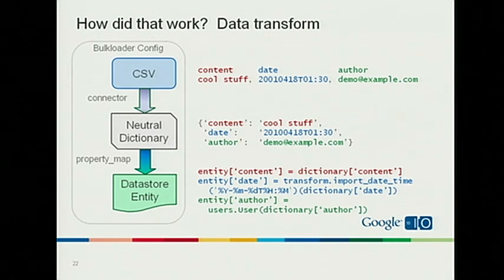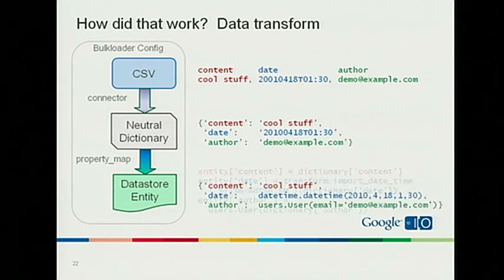format can output a neutral dictionary to pass on to the next stage, which is basically what the property map described, where we transform this dictionary into a datastore entity. So you can see in the YAML file, we described that content had no transform. The date had this transform with this string specifying the date format, and the user just specified the user property. So we pass them into these 3 arguments, and then we basically get an entity, which is a Python representation of the data.